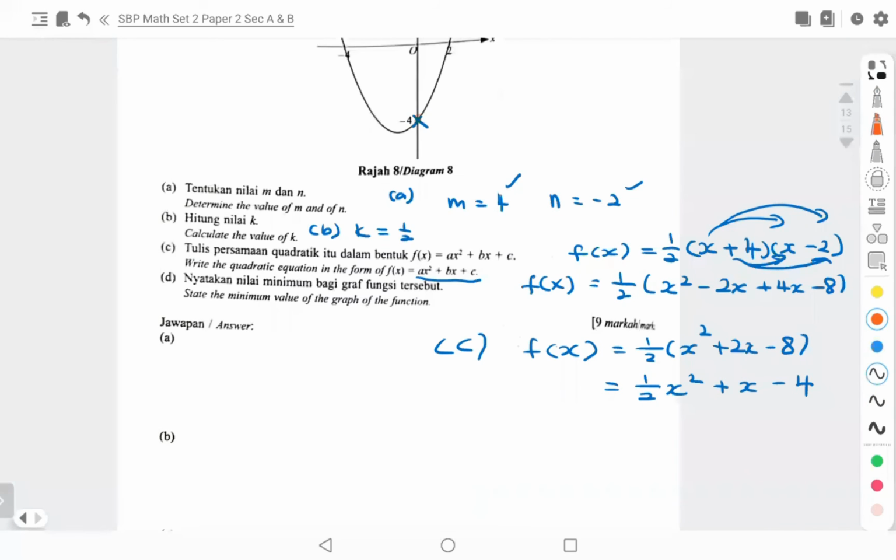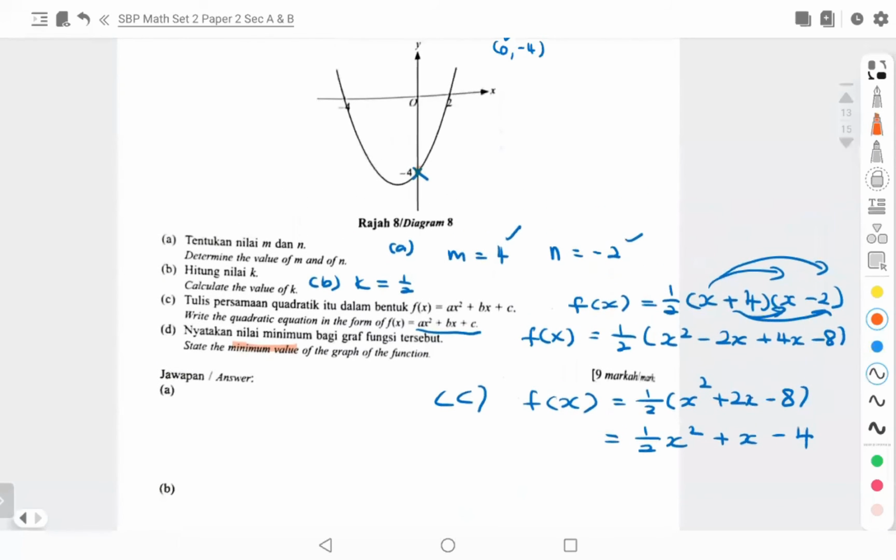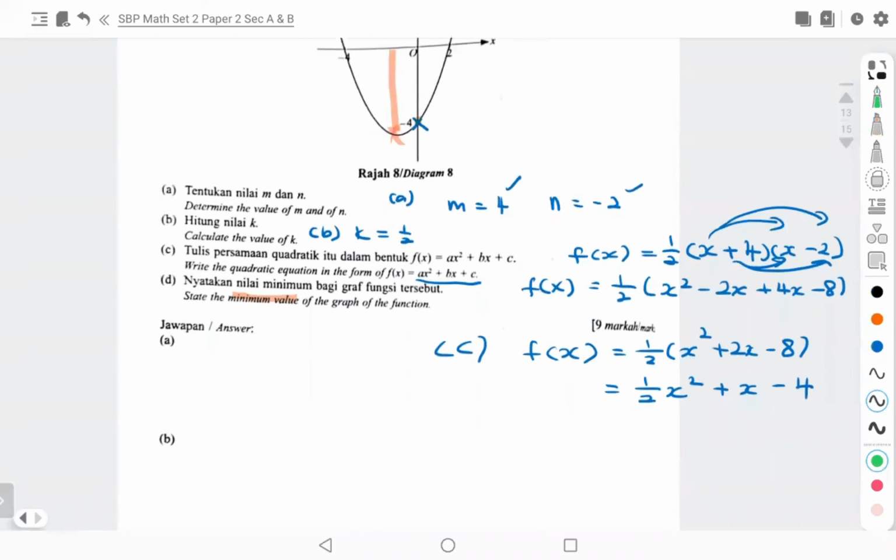And for number 4, state the minimum value of the graph of the function. If you check the curve, the minimum point, the lowest point, is somewhere there, not at -4. You do not have the value of x, so you cannot substitute. But we can use a formula to find the minimum value. Anyone can recall the formula? Emily, any idea?